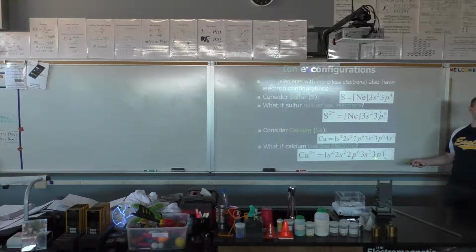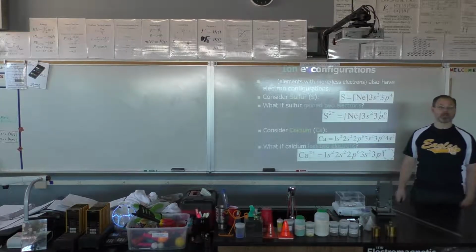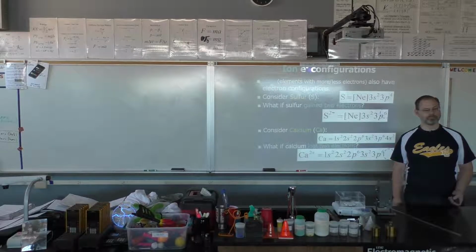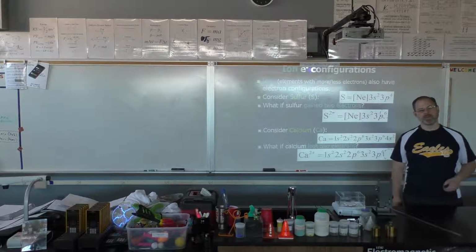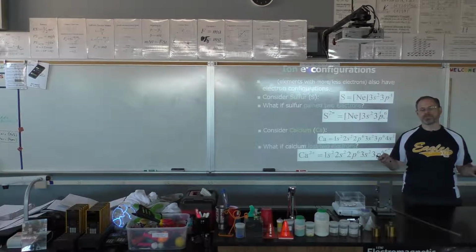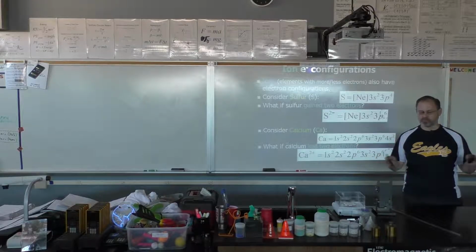And take a look at this. Calcium also looks like argon. Calcium 2+ ion looks like argon, just like the sulfur 2- ion looks like argon. Because the protons make up the atom. The electrons give it its properties, but the protons give it the ion.